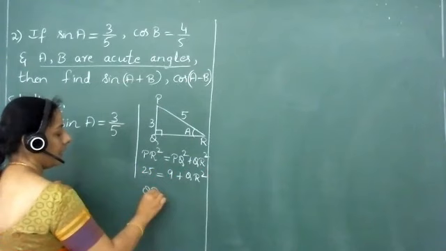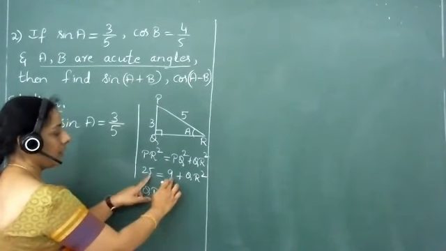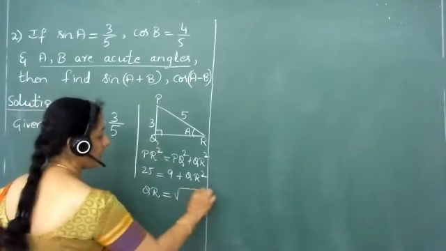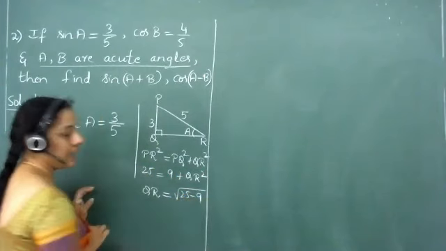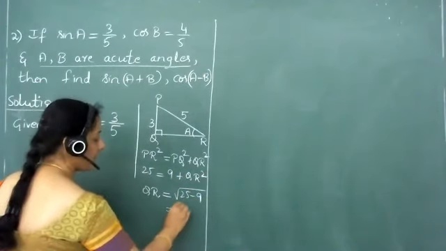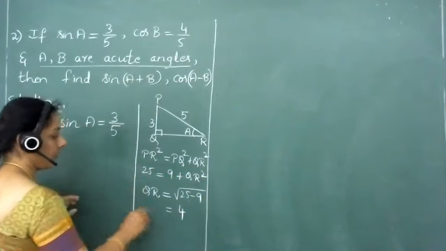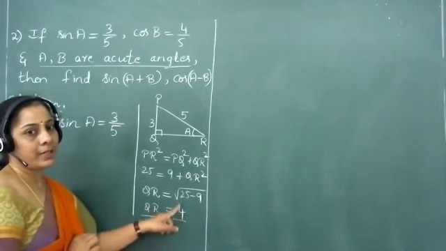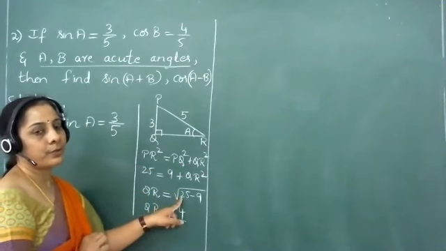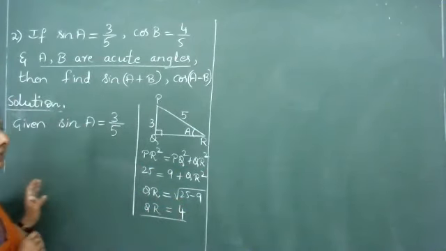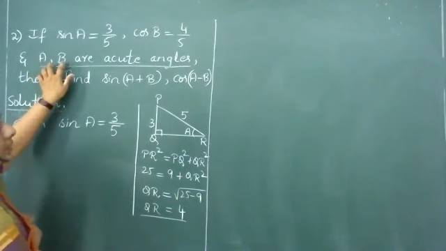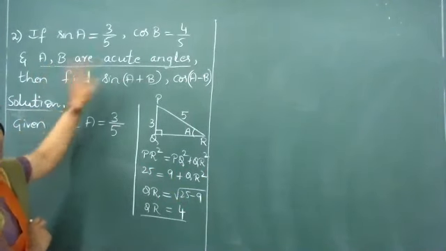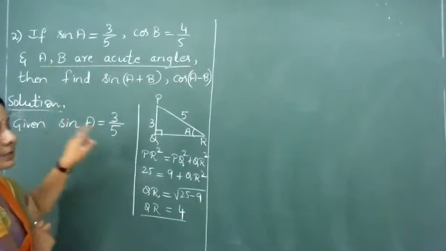And with this I find QR is equal to root of 25 minus 9. 25 minus 9 will be 16. Square root of 16 will be equal to 4. I will not be using the negative value. The negative counterpart of root 16 will be discarded here only because both A and B are acute angles, and so cosine of the angle A will have to be positive.